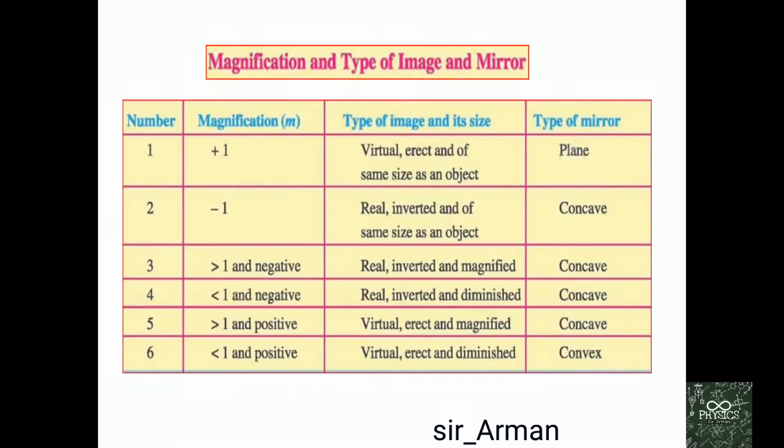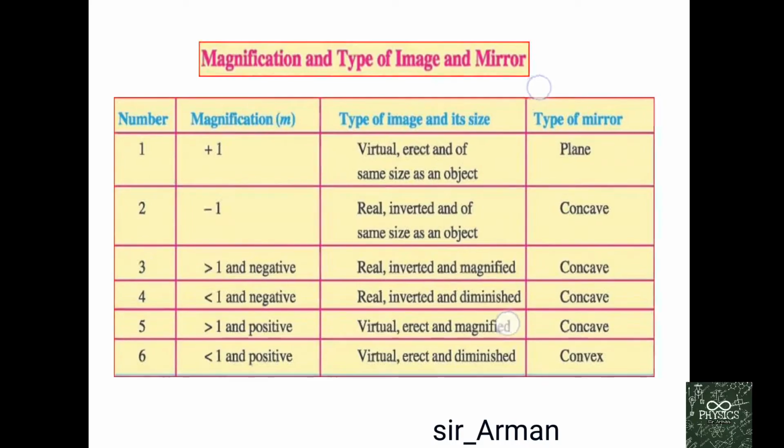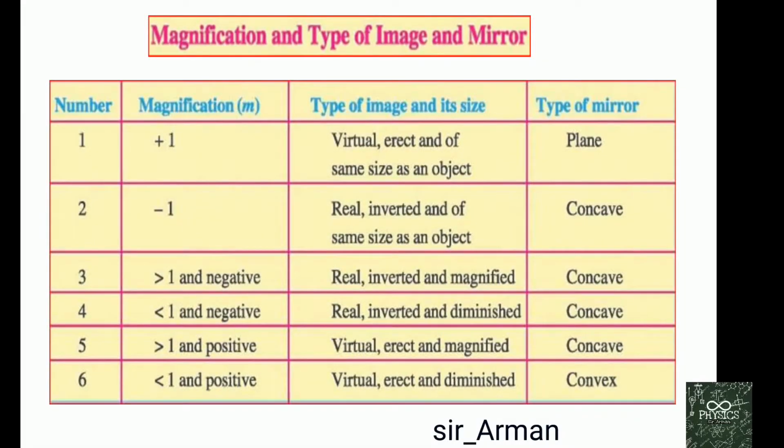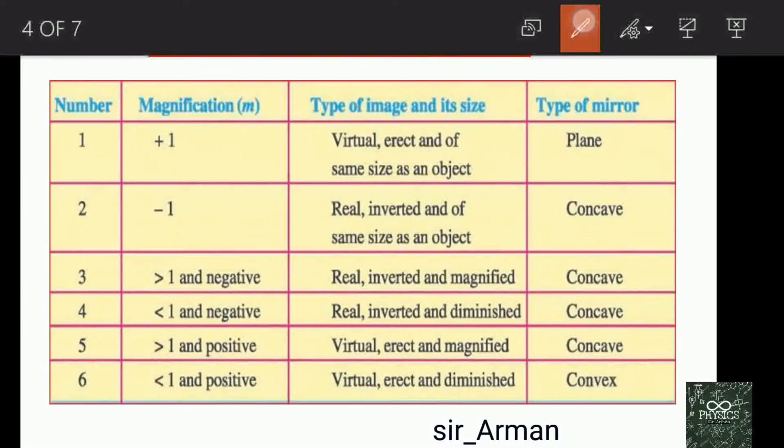Here I have listed some of the magnifications and types of mirror. So in the table, please note down this table, it will be very helpful in solving questions. So whenever magnification is plus 1, the mirror is plane, and in the plane mirror we observe that the image is virtual, erect and of the same size. How is it possible?